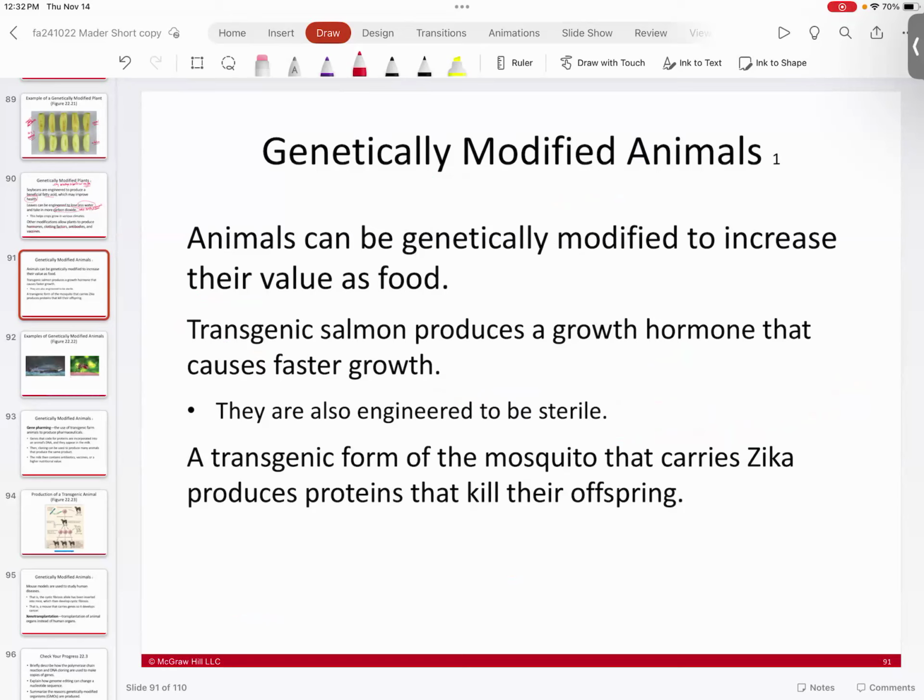Of course, animals can also be modified to increase their food value. For instance, salmon that are transgenic can produce a growth hormone that causes them to grow faster, but they're engineered to be sterile, so they don't reproduce and take over. So if it causes faster growth, then this creates greater yield, and you can feed more people.